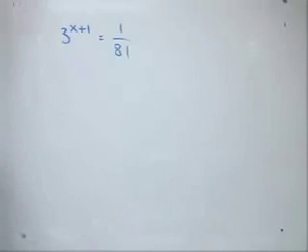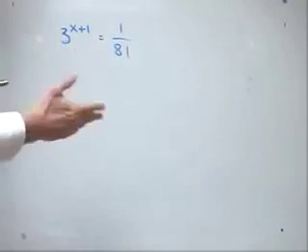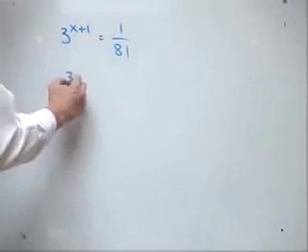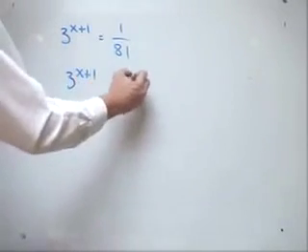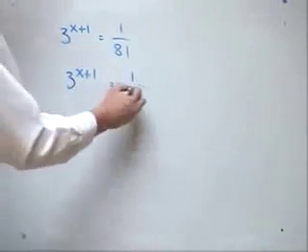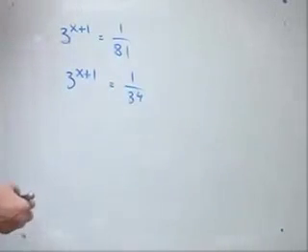1 equals 1 over 81. What connects 3 and 81? Well, it's powers of 3. The left-hand side stays the same. The right-hand side, what is 81? It's 3 to the power 4.